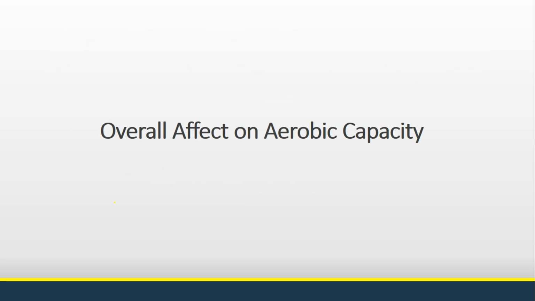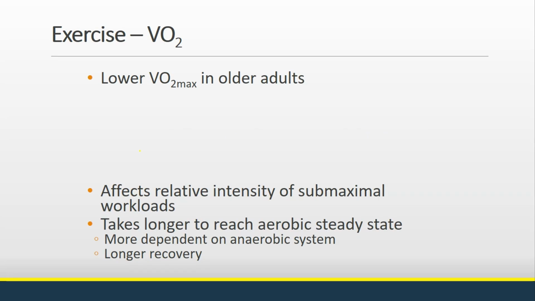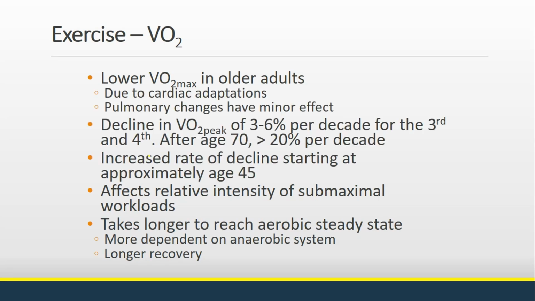Overall effect on aerobic capacity. What are we going to see in our patients and our clients? Well, we see a lower VO2 max in older adults. So why is that? Well, it's decreased due to cardiac adaptations: heart rate's down, max heart rate's down. Our ability to get up to that max heart rate is a little bit slower. Pulmonary changes don't have that big of an effect, as you see.